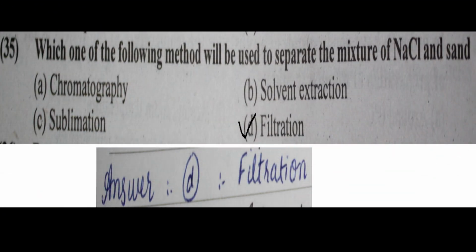Next is, which one of the following method will be used to separate the mixture of NaCl and sand? We studied this before and I told you that water dissolves NaCl, filtration removes the sand because it's insoluble in water and leaving solution of NaCl. By evaporating water, only NaCl will be left behind. So the whole process is going through filtration. So option D is going to be our right answer.